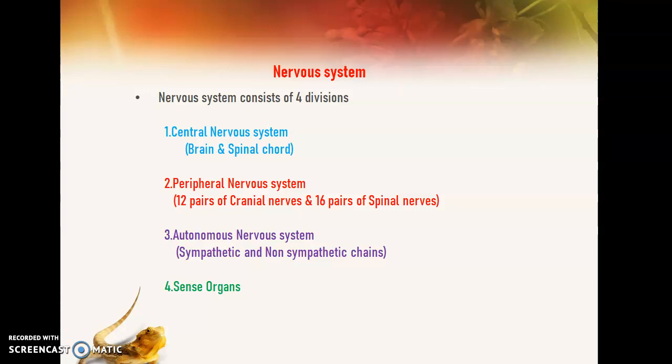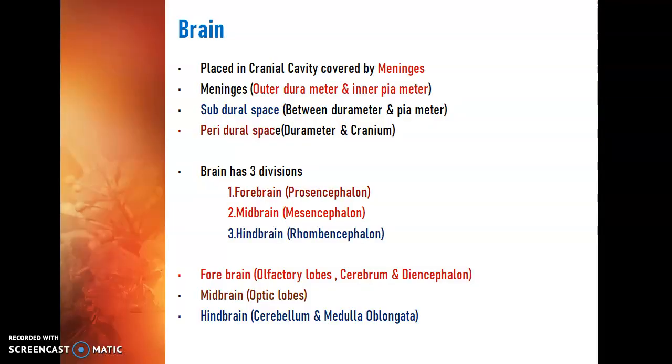system including the sympathetic and parasympathetic chains, and the fourth one includes the sense organs. These four divisions generally constitute the nervous system. So we'll start with the brain.